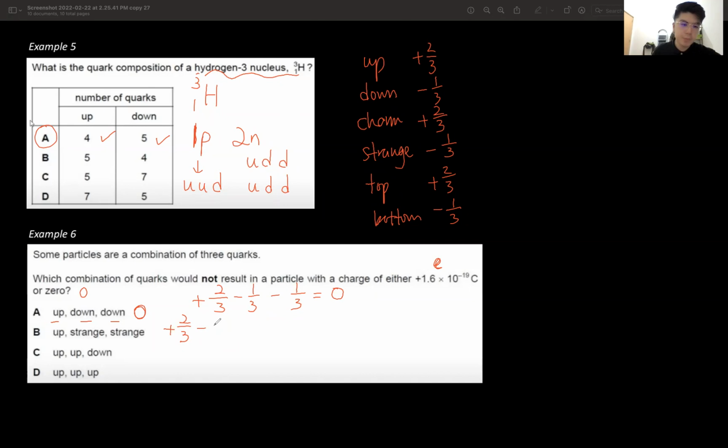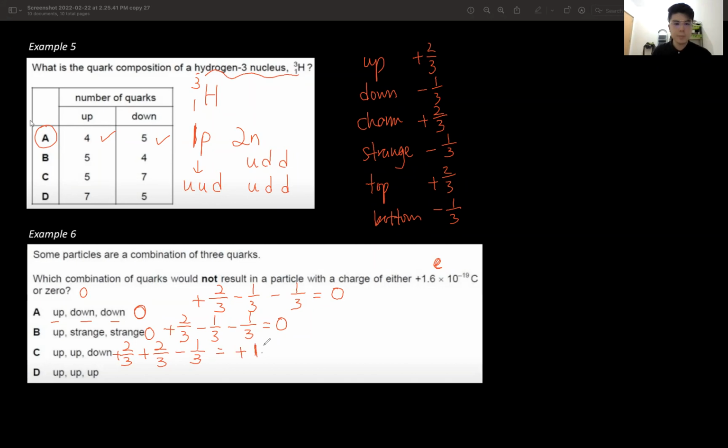Right, 2/3 minus 1/3 minus 1/3. Again, you get 0. Up, up, down: 2/3 plus 2/3 minus 1/3. What is this? 2/3 plus 2/3 is 4/3, minus 1/3. You get plus 1.